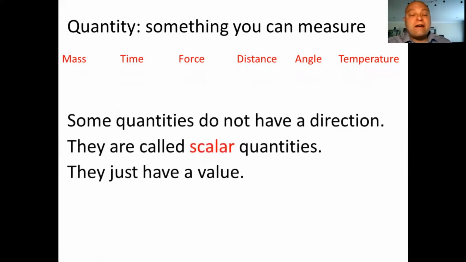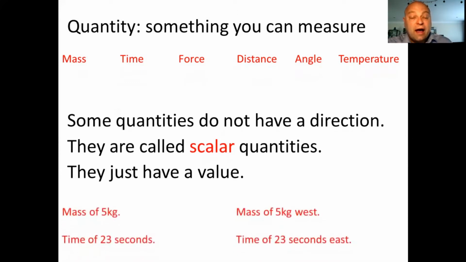Some quantities don't have direction, they're called scalar quantities. They just have a value. Let's have a look at a few of these. So, mass does not have a direction. It's perfectly good, perfectly correct to say something has a mass of 5 kilograms. A mass of 5 kilograms left is meaningless. It doesn't make sense, so that would be wrong. So it's definitely just the value of 5 kilograms.